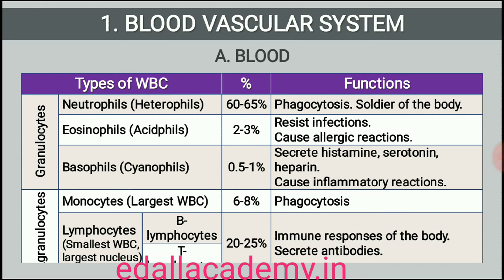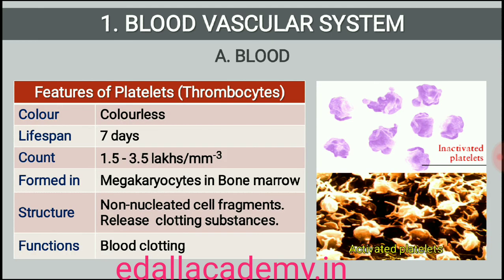Lymphocytes, 20-25%, are of two major types, B and T forms. Both B and T lymphocytes are responsible for immune responses of the body. Platelets, also called thrombocytes, are cell fragments produced from megakaryocytes, special cells in the bone marrow. Blood normally contains 150,000 to 350,000 platelets per cubic millimeter.